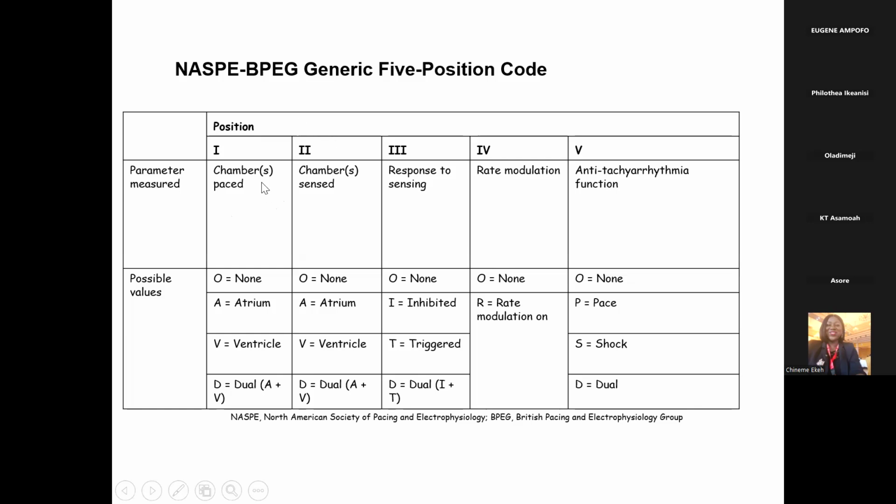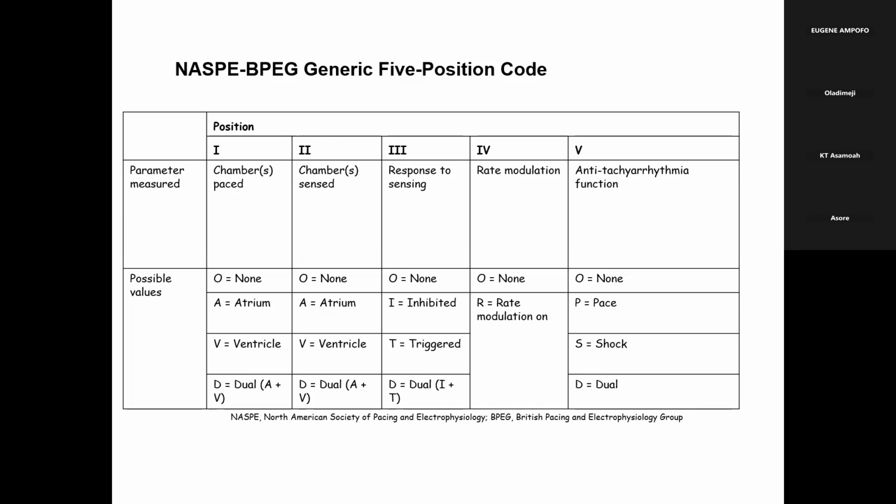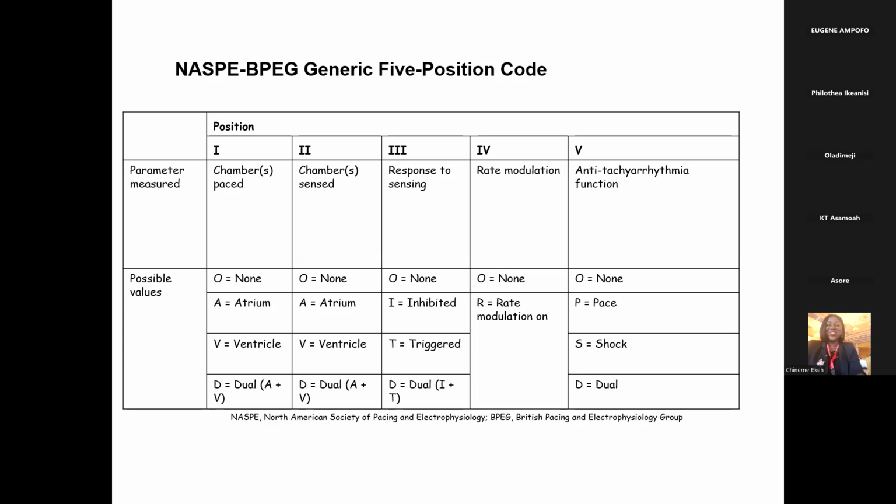Okay, so chamber sensed, the second alphabet, describes the chamber that is being sensed. Either it's the atrium or it's the ventricle or both chambers. So the third is the response to sensing. The response to sensing means, are you inhibiting sensing or triggering pacemaker, or you are responding to both?